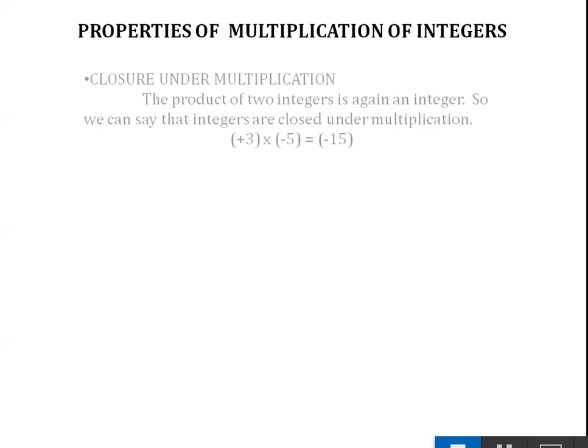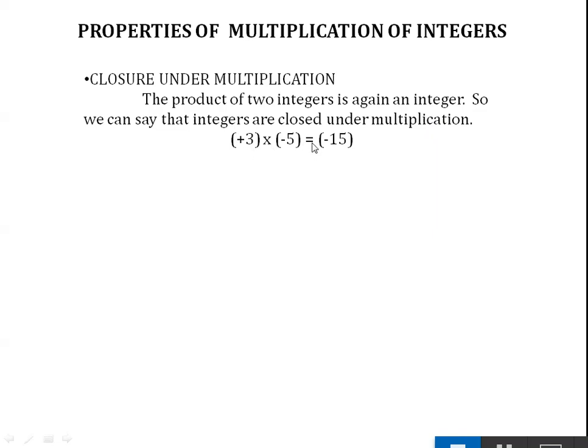Next, we are going to deal with properties of multiplication of integers. You have learned the properties of addition and subtraction of integers. There we have clearly explained about closure property, commutative property and associative property. Here also all the three are coming under multiplication of integers also. The first one, closure under multiplication. The product of two integers is again an integer. So we can say that integers are closed under multiplication.